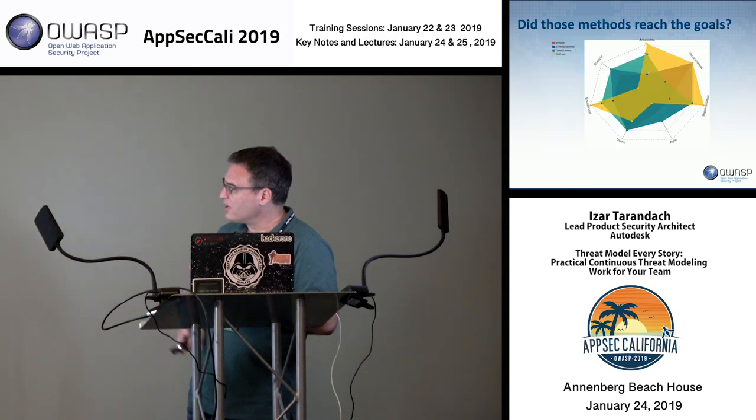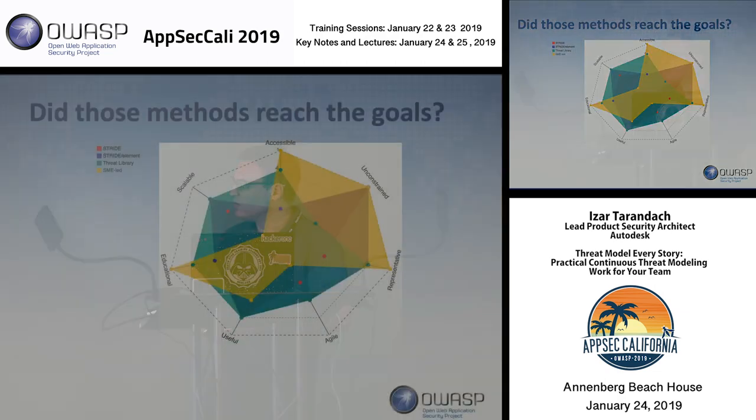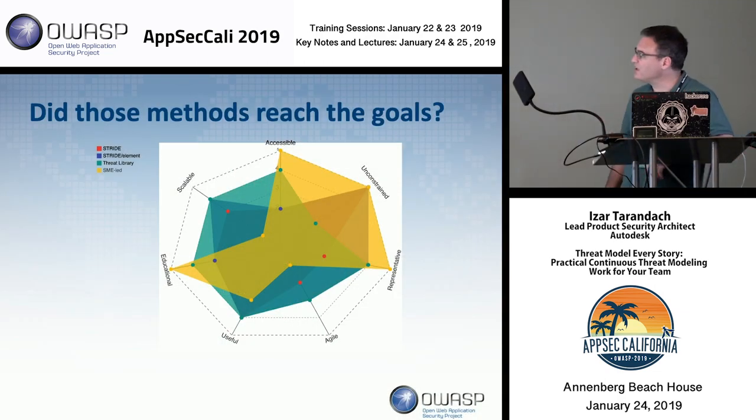Oh, and then there is the SME-led, which of course explodes in the unconstrained. You have somebody who lives for that stuff thinking about it, so of course they're going to come up with more stuff. It's accessible, yeah, as long as you have somebody like that around, the team can always make use of them. And of course, because of the constraints of the need to have someone like that around, it's going to be much less scalable and perhaps hit on the Agile scale, okay?